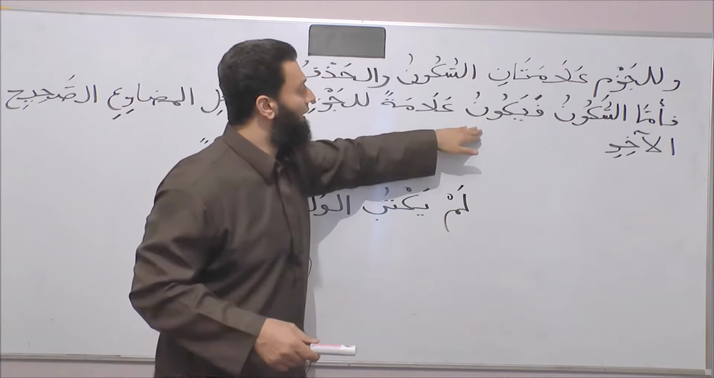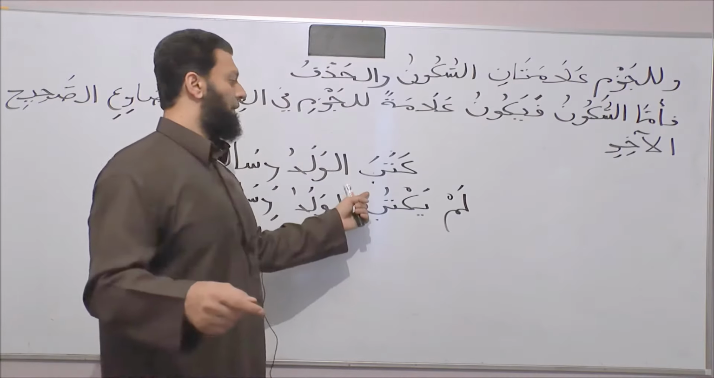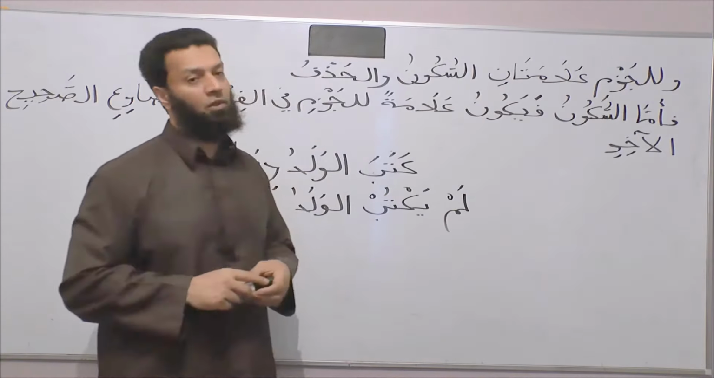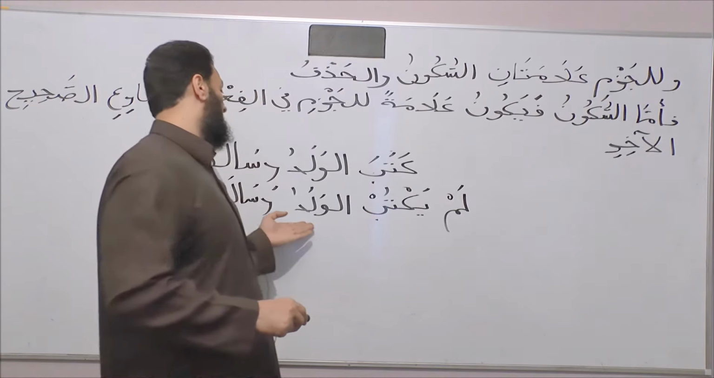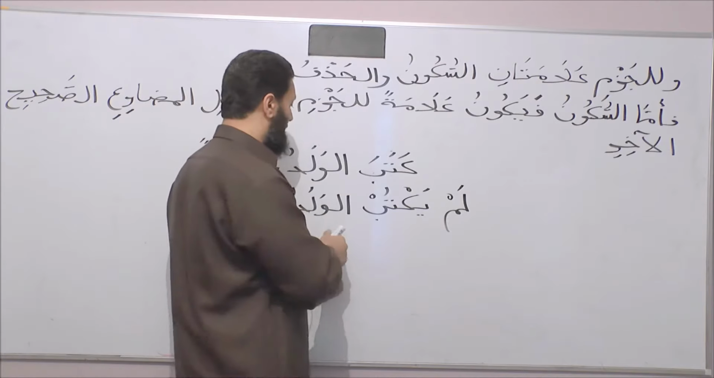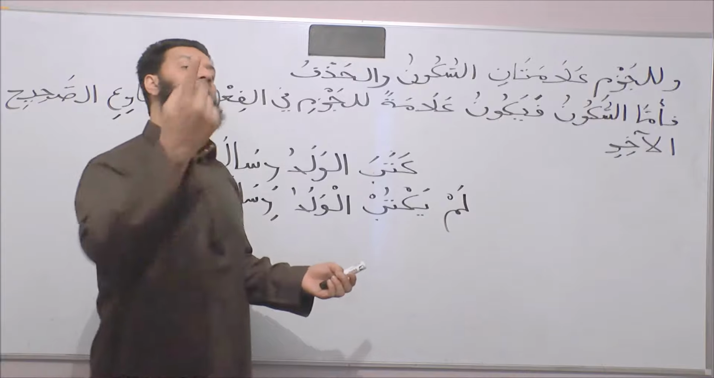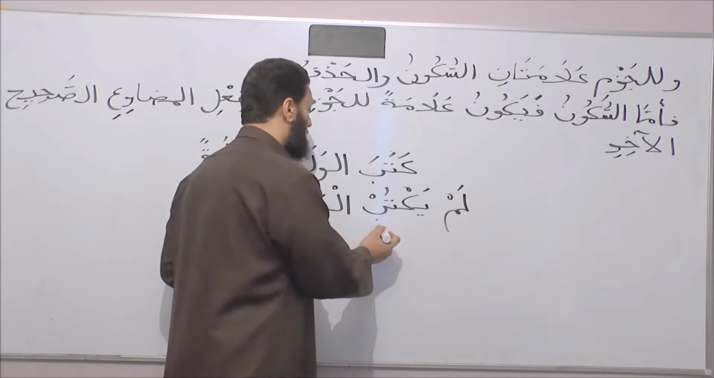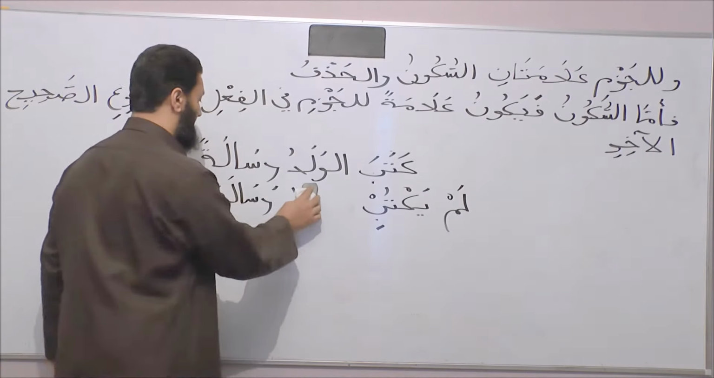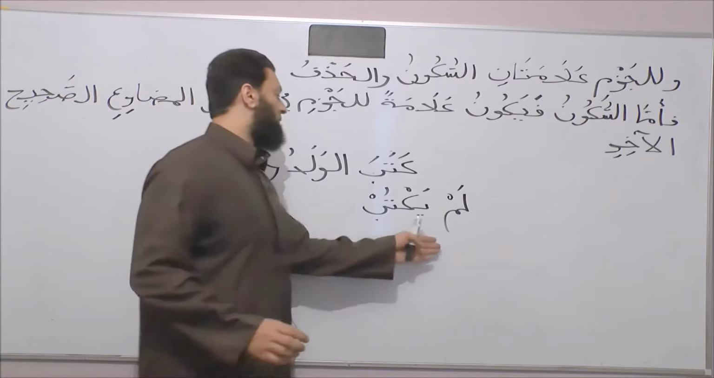فَأَمَّا السَّكُونُ فَيَكُونُ عَلَامَةً لِلْجَزْمِ. Therefore here we must have a sukun, not the fathah, which is what you said initially: لَمْ يَكْتُبْ الْوَلَدُ رِسَالَةً. Now, because we have two sukuns here, that would become a kasra in order to avoid the meeting of two sukuns. So that would become لَمْ يَكْتُبِ الْوَلَدُ, grammatically correct and orthographically correct too. We're going to remove that part and just say لَمْ يَكْتُبْ.